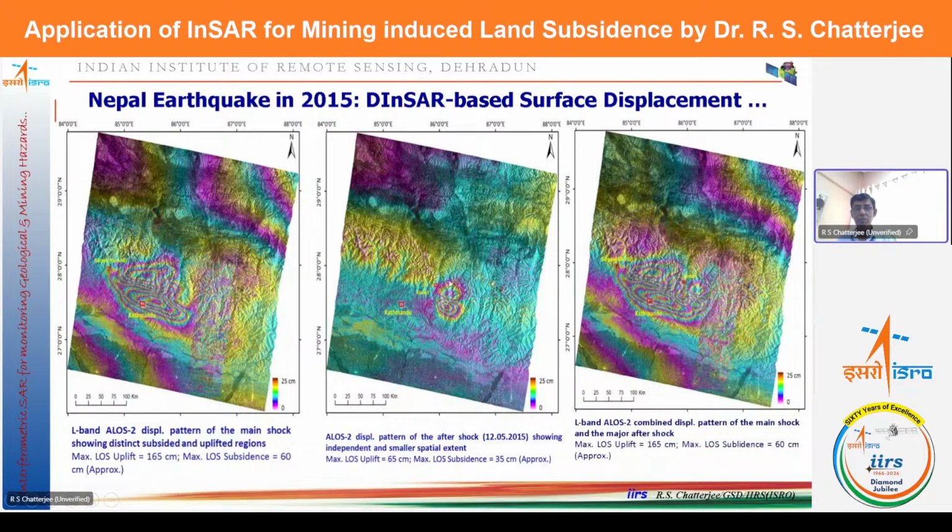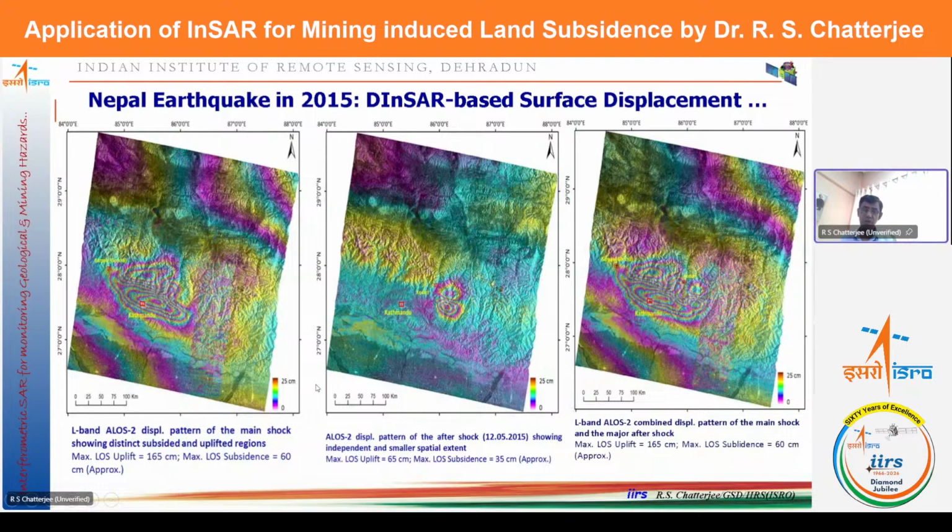Similarly, this major aftershock is on the eastern part, 140 kilometer from the main shock, to the east southeast. Okay, here you see this is the affected area, and this part got uplifted and this got subsided. And this upliftment is 65, but this is along the radar line of sight, similar to the previous one. And here the subsidence is about 35 centimeters.